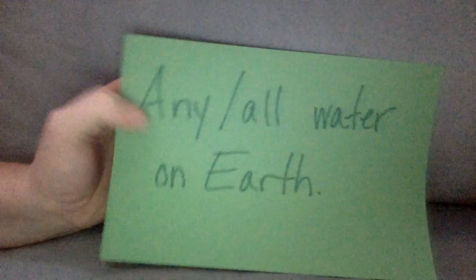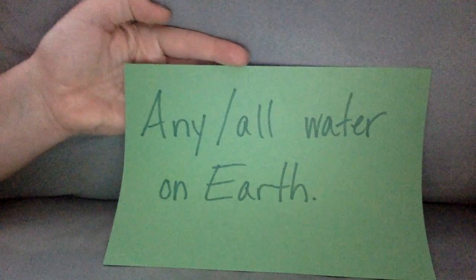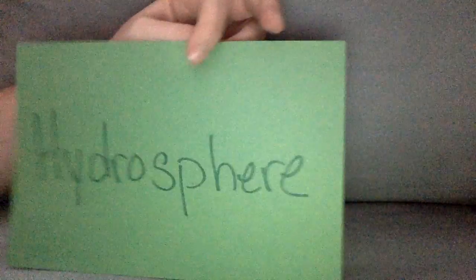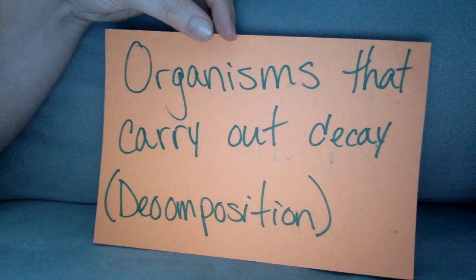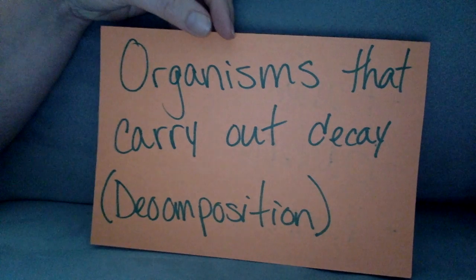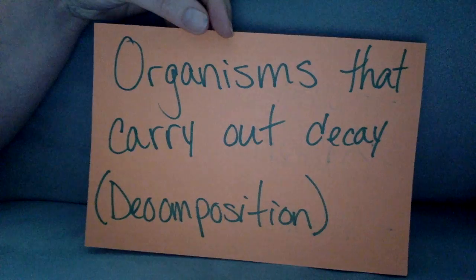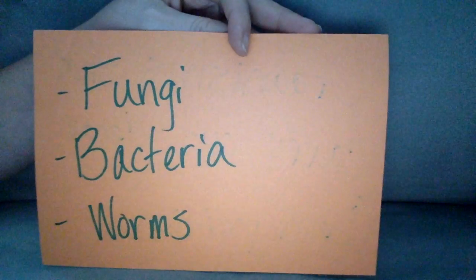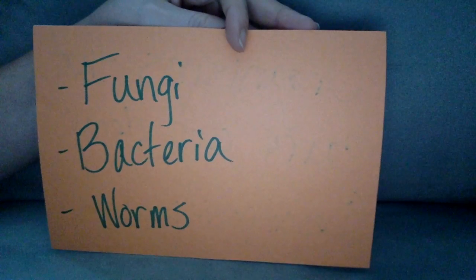Any and all water on the earth is part of the hydrosphere. What are organisms that carry out decay or decomposition? There are three. They are fungi, bacteria, and worms.